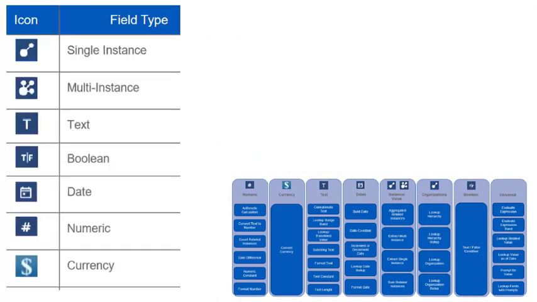Let's focus on the data types. The first two are a little bit more advanced than the others. We see a T for text, a TF for Boolean, true or false, a calendar for date, a hashtag for numeric, and a $ sign for currency.